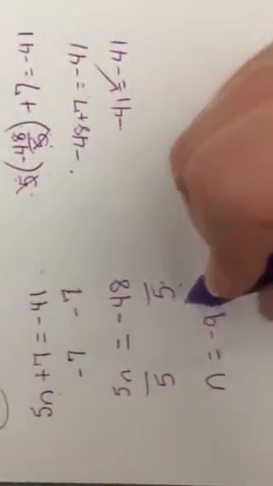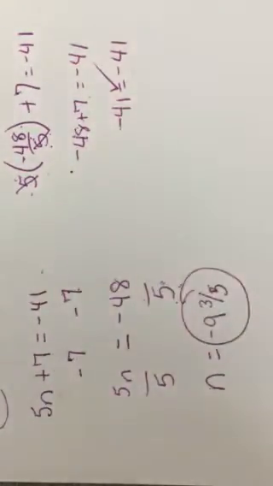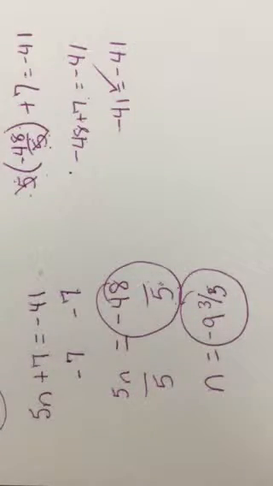Okay, so your solution is negative 9 3/5, or if you leave it as an improper fraction, negative 48/5. All right, let's do another one.